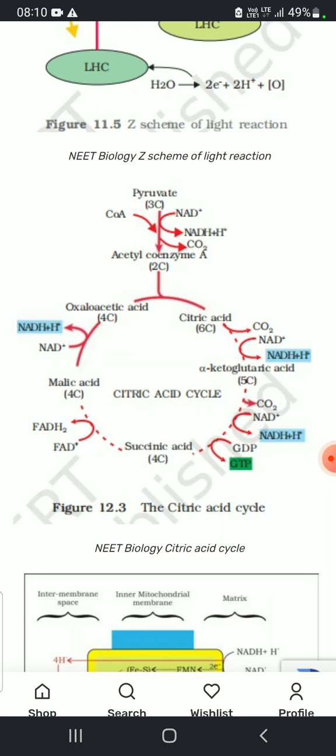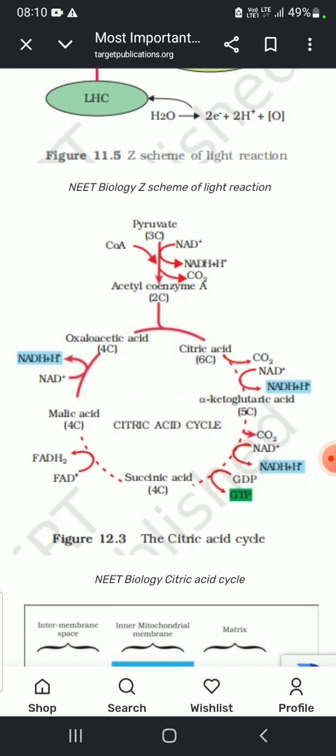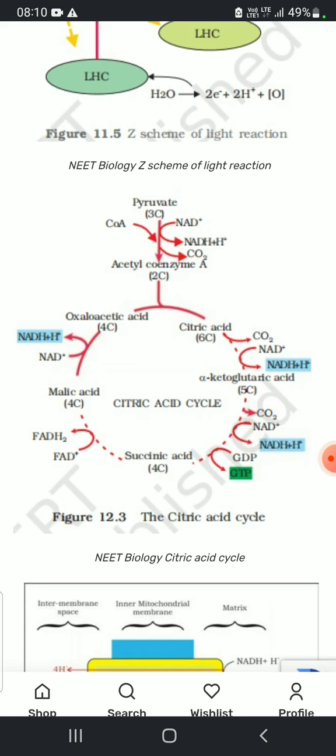Next, succinic acid gets converted into malic acid. Succinic acid and malic acid are both 4 carbon compounds, and in this step FAD is converted into FADH2. Next, malic acid is converted to oxaloacetic acid, in which a 4 carbon compound is again converted to 4 carbon. So in this step NAD is converted to NADH plus H plus.